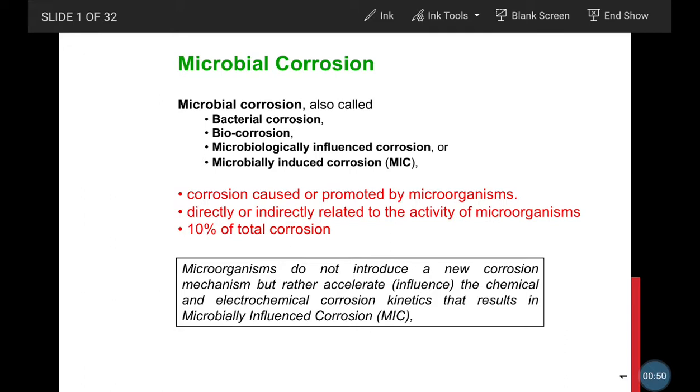As for definitions, we can say that microorganisms do not introduce a new corrosion mechanism, but rather accelerate or influence the chemical and electrochemical corrosion kinetics that result in microbially influenced corrosion. Biasanya kita akan panggil dia MIC. Lebih senang. Bila sebut MIC tu maksudnya ialah corrosion yang disebabkan oleh aktiviti mikroorganisma.